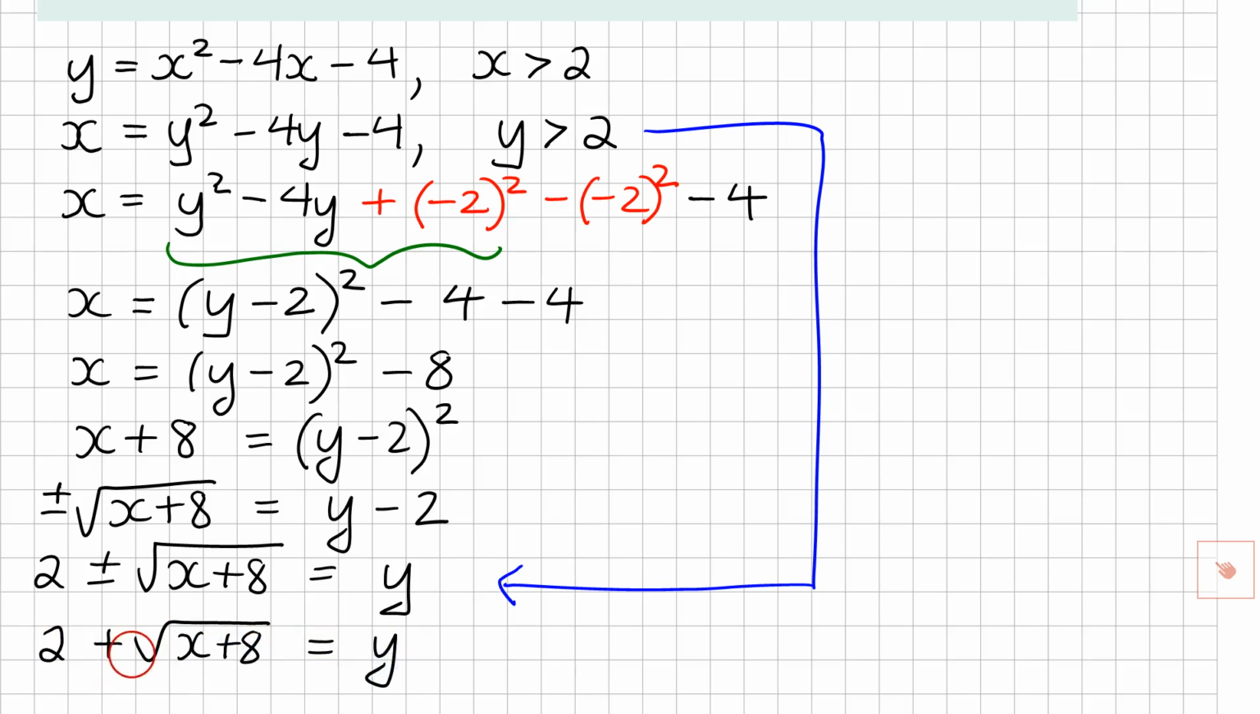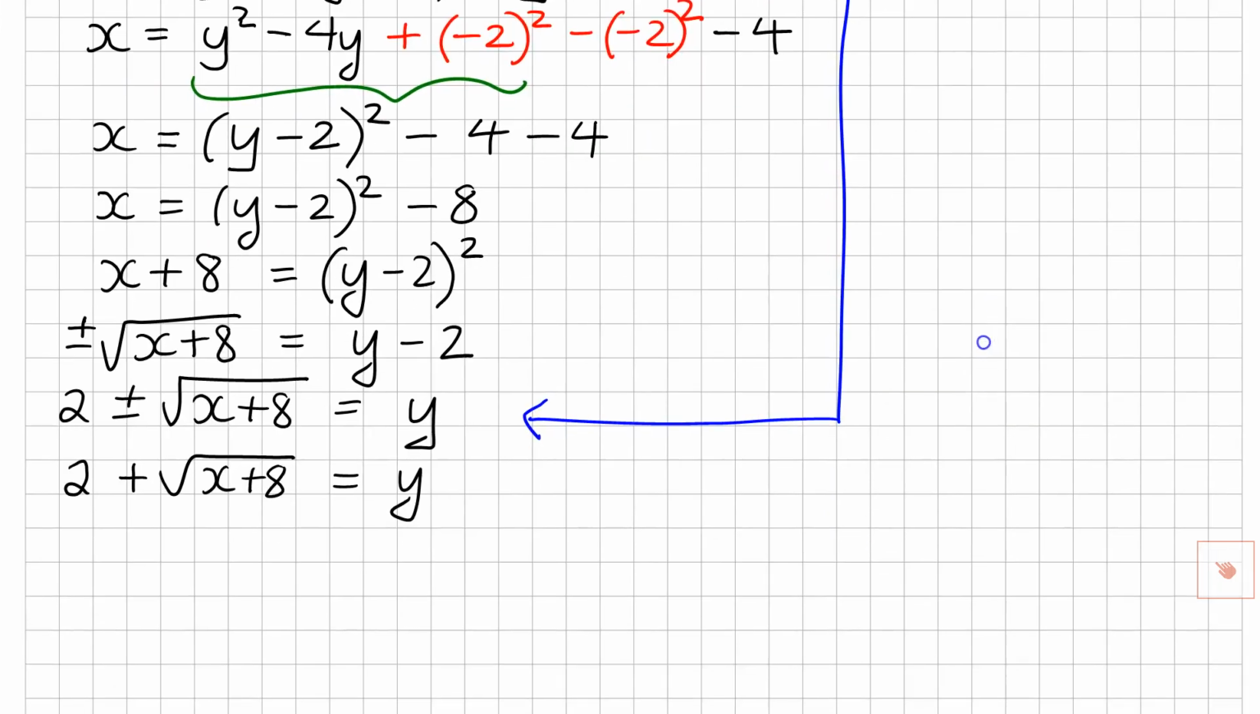Okay, because we've stated up here that y was greater than 2, and that happened when I swapped my x's and my y's. Okay, so then we can just say this implies that our inverse is equal to 2 plus the square root of x plus 8.